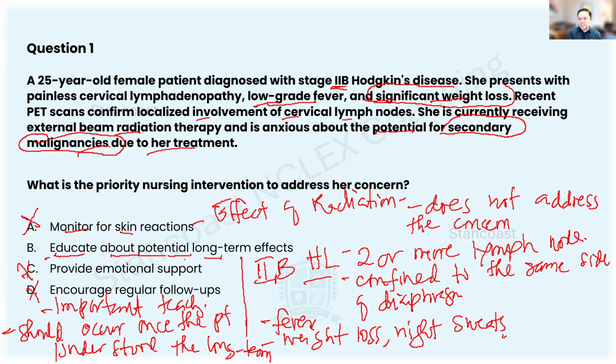Alrighty, that's question number 1. Who got the correct answer here? I hope we have many. So there's only a few. Joyce, Mary, we also have Marie Fleur. Okay, so that's the correct answer. Educate about the potential long-term effects. Let's talk about number 2.